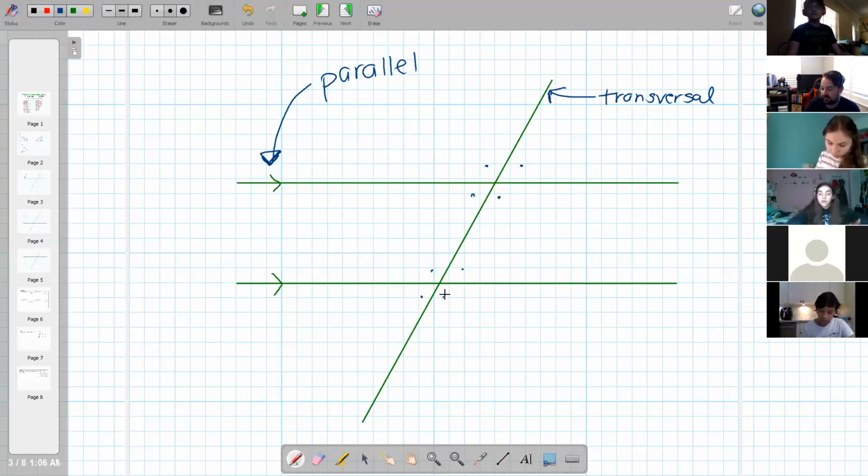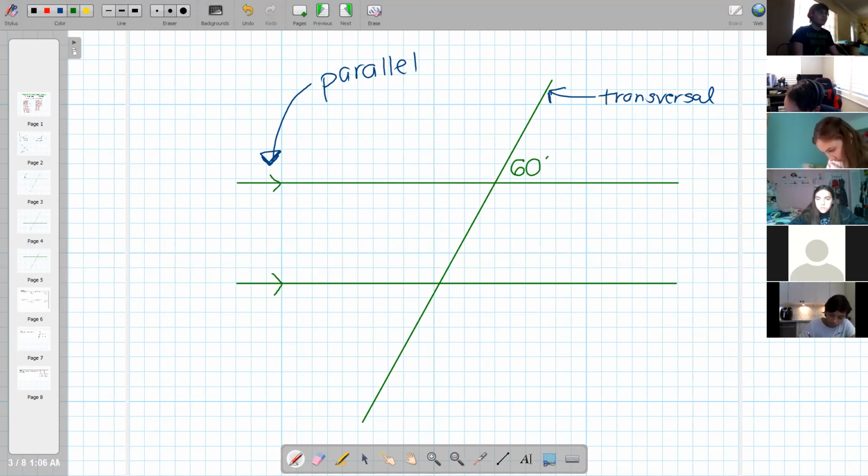But all of these angles are related to one another using some more geo vocabulary that we're going to learn right now. So we're going to focus on an angle that we're going to call 60 degrees right here. Because these lines are parallel and because we've cut them with the transversal, using what we learned yesterday, if that angle is 60 degrees, then the angle across from it is also going to be 60 degrees. And what word did we learn yesterday that proves those two things are equal to one another?